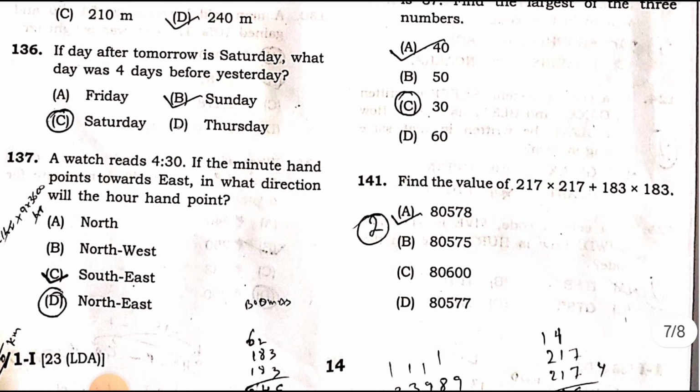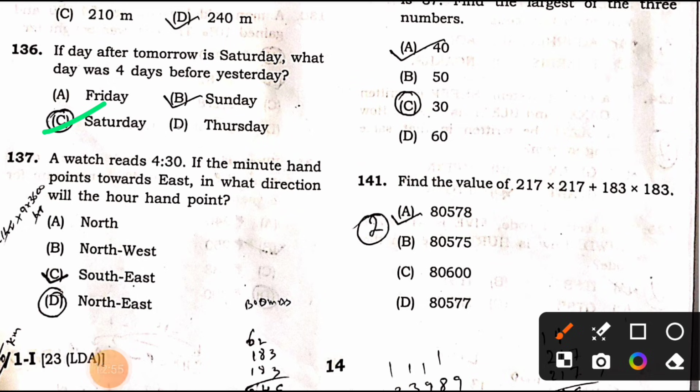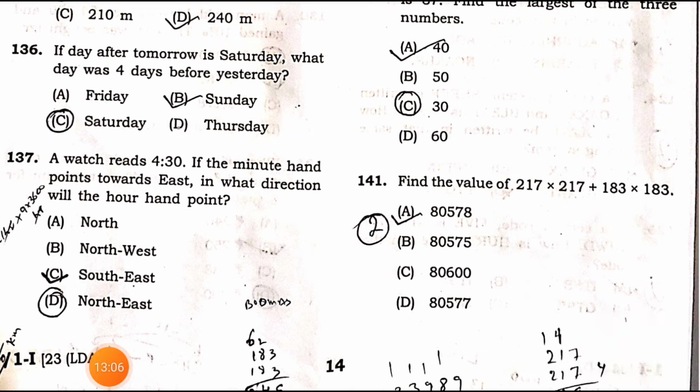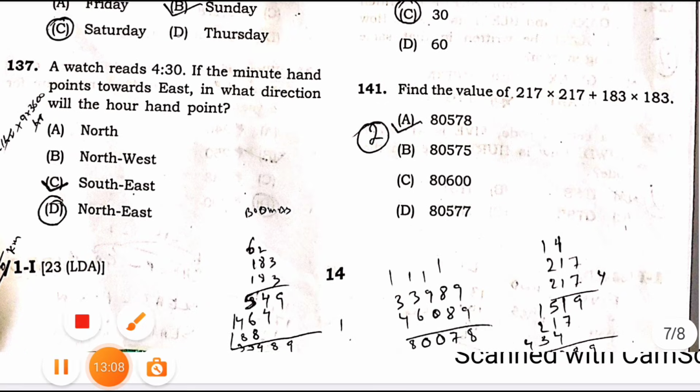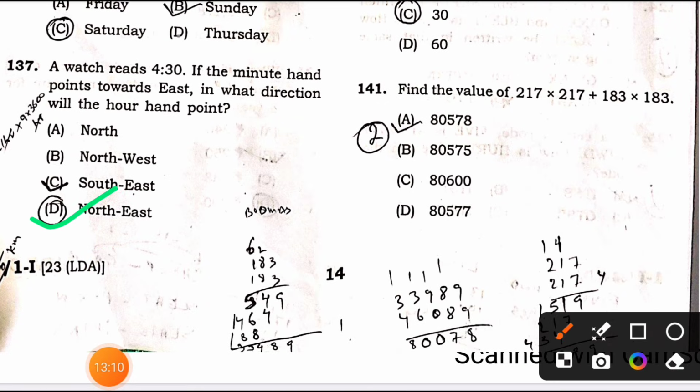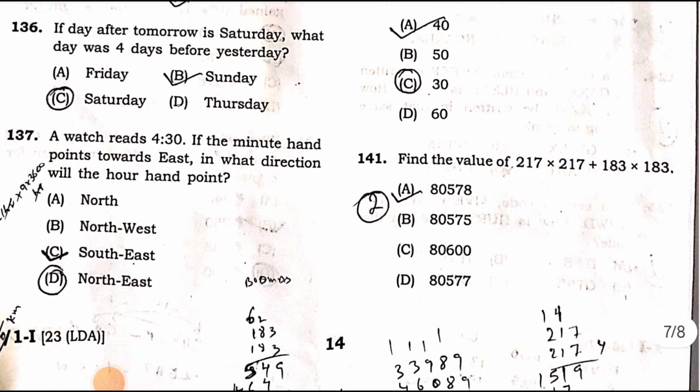136. If the day after tomorrow is Saturday, what day was 4 days before yesterday? 4 days you have to go back, so the correct answer is C, Saturday. A watch reads 4:30. If the minute hand points toward east, in what direction will the hour hand point? Correct answer here is D, northeast.